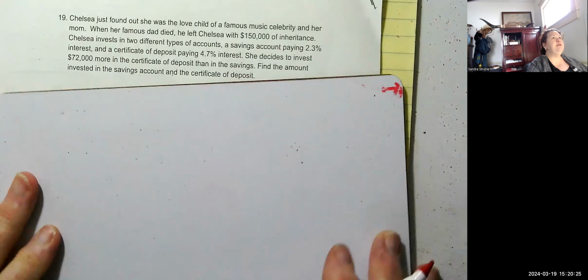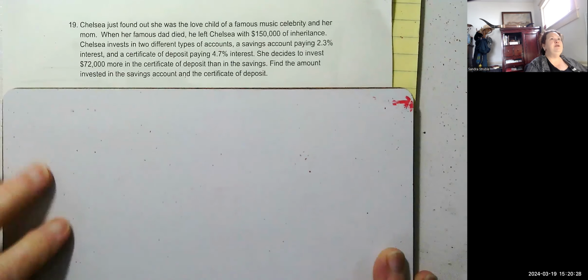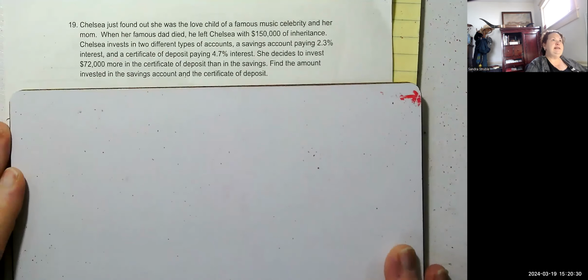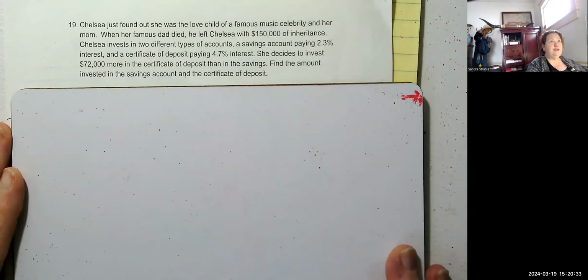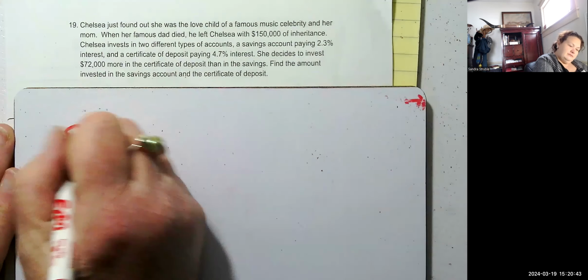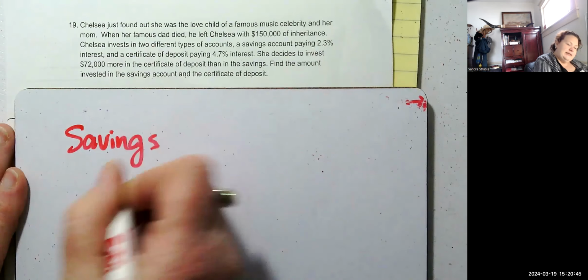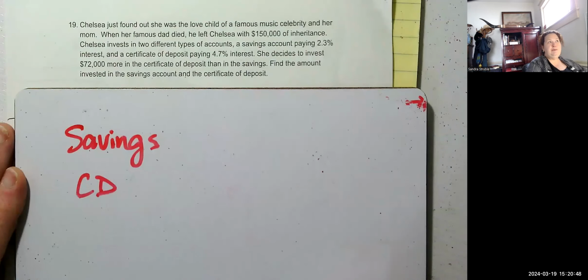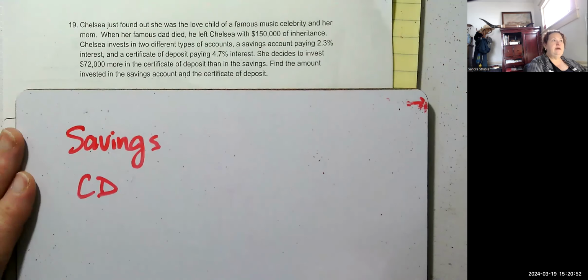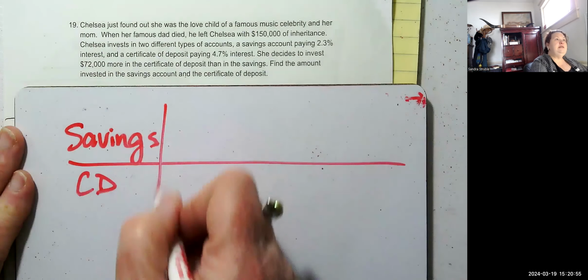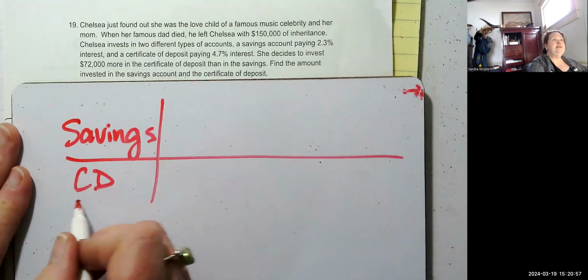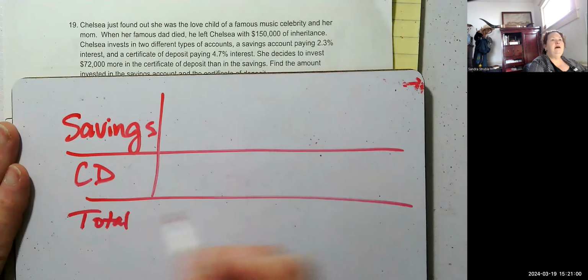Chelsea just found out that she was the love child of the famous music celebrity and her mom. When her famous dad died, he left Chelsea with $150,000 in inheritance. Chelsea invests in two different types of accounts, a savings account and a CD. The savings account pays 2.3% interest. The CD pays 4.7% interest. In this case, we don't need to know that. What we need to know is how much she invested. She invested a total of 150 grand.